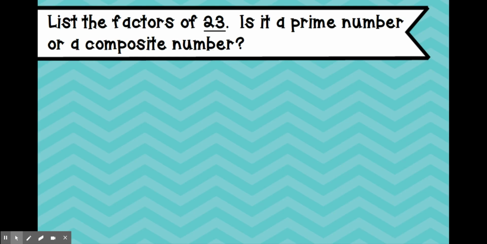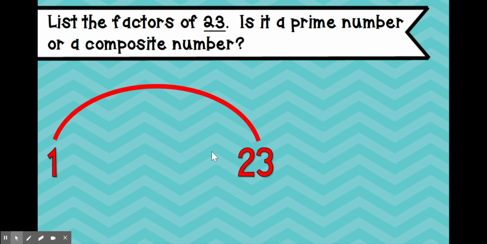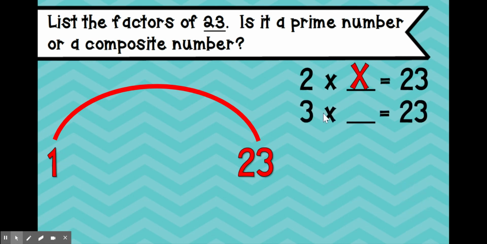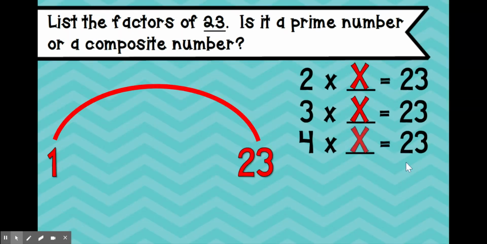Okay, what about 23? Is 23 prime or composite? Let's list the factors of 23. We start with 1 and itself, and we think to ourselves, is there a factor times 2 that will give us 23? No, I cannot think of one. How about 3 times a number that will equal 23? Okay, how about 4? 4 times a factor will equal 23. Okay, how about 5?